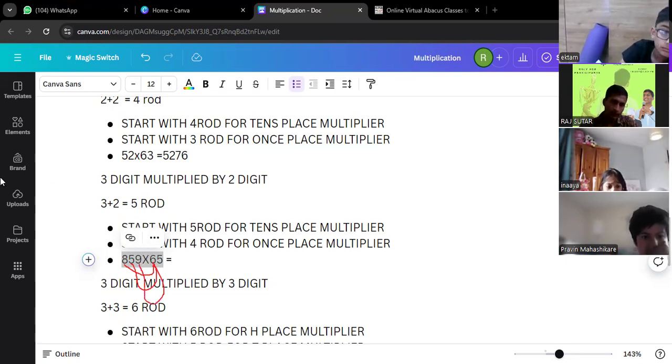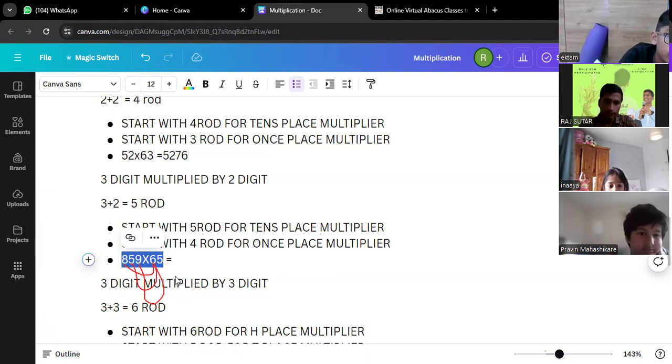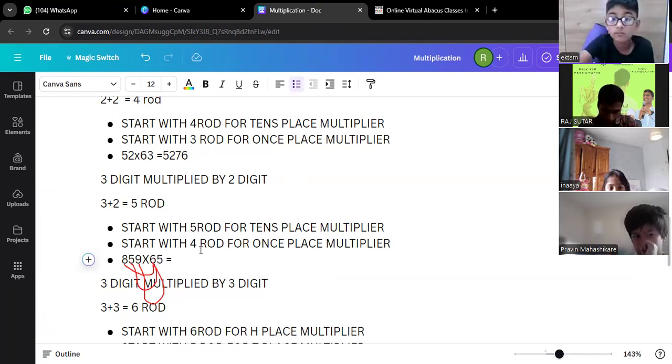Now what will I take? 5. I have to do now 5 multiplied by the next number. Second number is 5. So what will I do? This 5 multiplied by the next number. Now 5 eights are how much? 40.